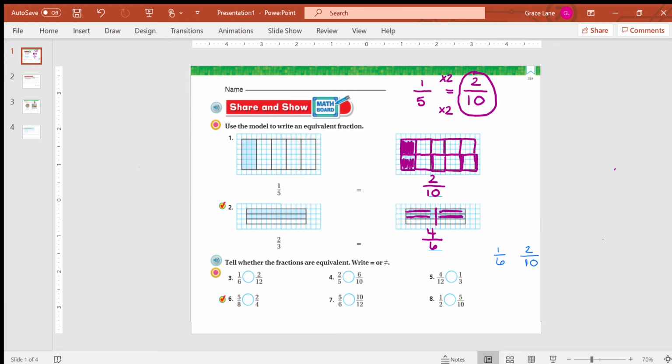So think in your head, is there a number that's being multiplied, the same number, in the numerator and the denominator, to get the second fraction? Are you doing, on the top, 1 times 2 to get 2? Oh, I wrote the wrong number, sorry. It should say 2 over 12. And then if you do times 2 on the bottom, 6 times 2, do you get 12? Yes, since on the numerator, the top, and the bottom, you did times 2, these are equal to each other. But now look at number 4, for example, 2/5 and 6/10.